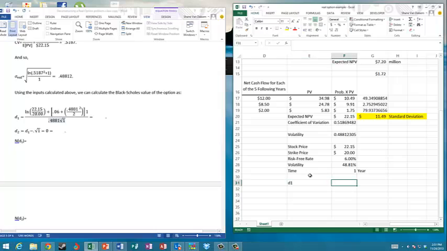So D1 is equal to the natural log of the stock price divided by the strike price plus the risk-free rate plus the volatility squared, and we're going to divide that by 2.